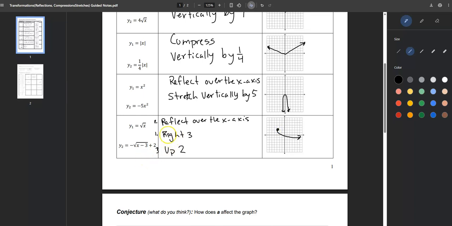Okay, so again, I have to do the right order. So I have to go right, left first, then do any reflections, then move up and down. And you can do your stretches at the same time as you do your reflections. So right, left, then reflect, and stretch, compress, and then up and down last.